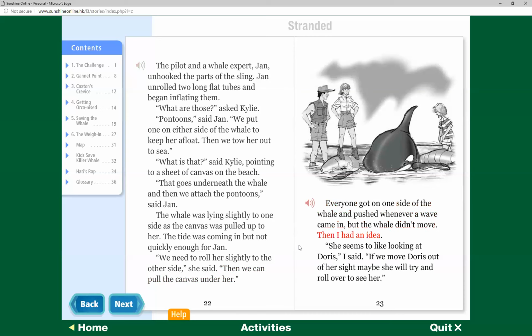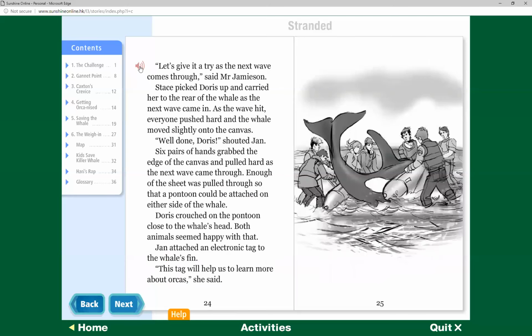Then I had an idea. "She seems to like looking at Doris," I said. "If we move Doris out of her sight, maybe she will try and roll over to see her." "Let's give it a try as the next wave comes through," said Mr. Jamison. Stace picked Doris up and carried her to the rear of the whale as the next wave came in.